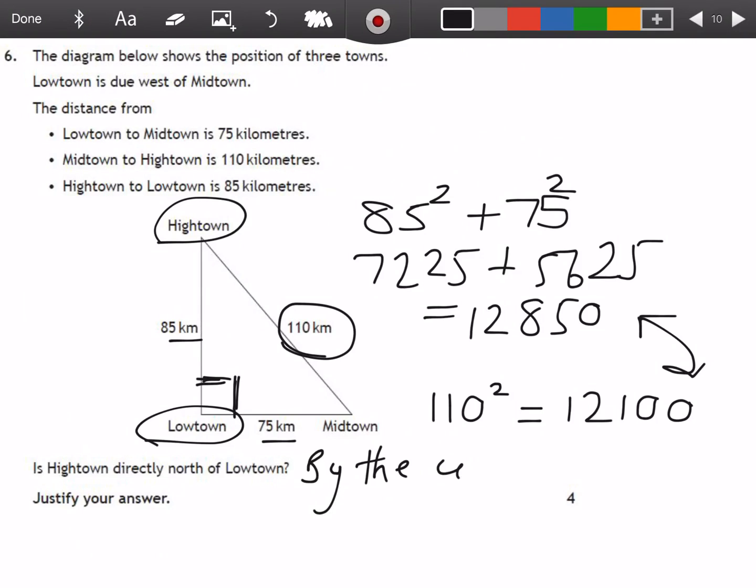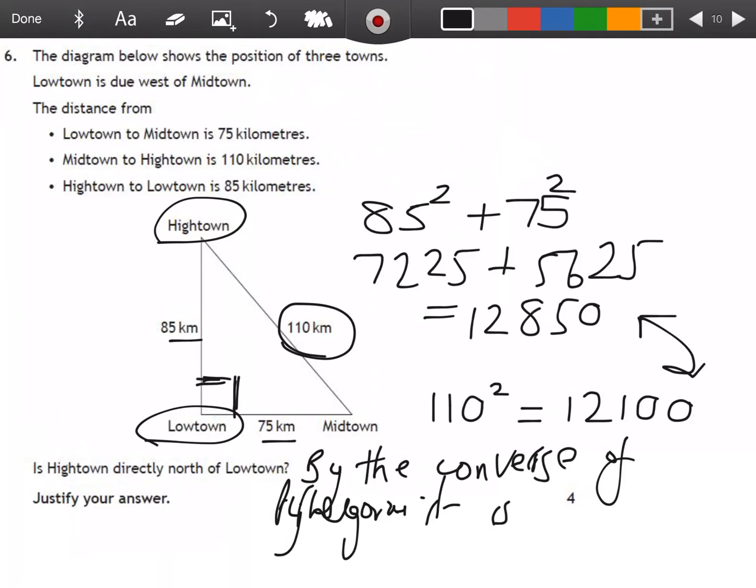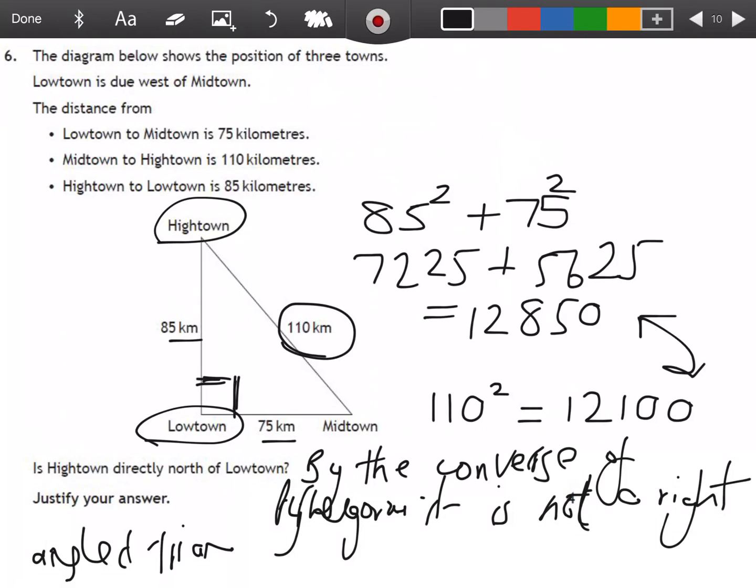Okay, we're basically using Pythagoras. The converse of Pythagoras, you must write that down. By the converse of Pythagoras, it is not north. Right? It's not a right angle triangle, first of all. It's not a right-angled triangle. That's what converse of Pythagoras is telling us. And because it's not a right-angled triangle, that means it's not north.